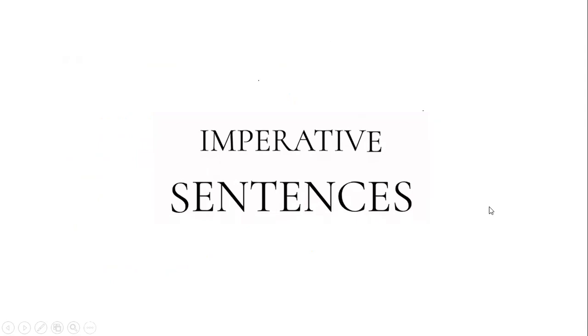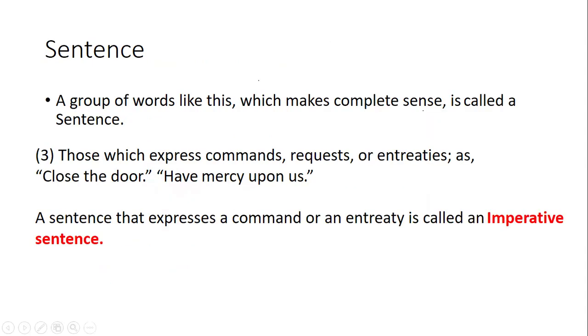So we'll learn further, but since we are discussing the types of sentences, the third type of sentence is imperative sentences. We saw assertive and declarative sentences. We saw interrogative sentences. Now, the third type is imperative sentences. A sentence, a group of words where a command is expressed, a request is done, and an entreaty is made, then such sentences are called imperative sentences.